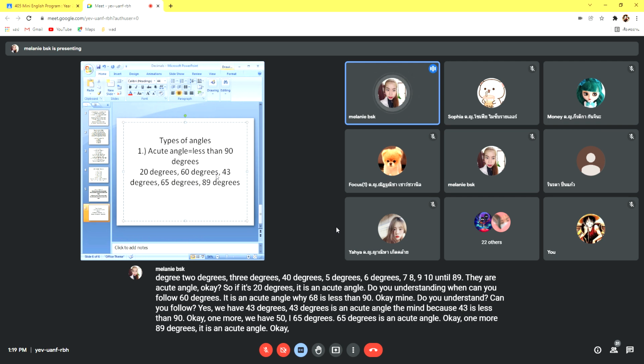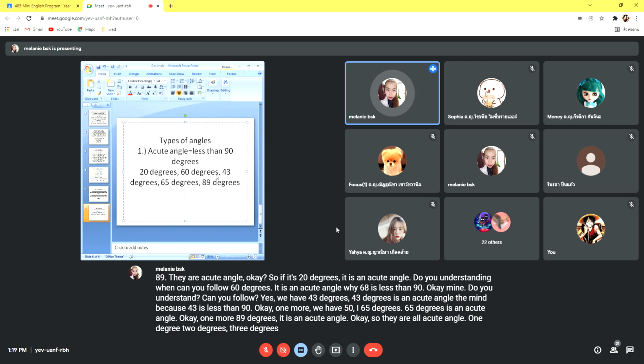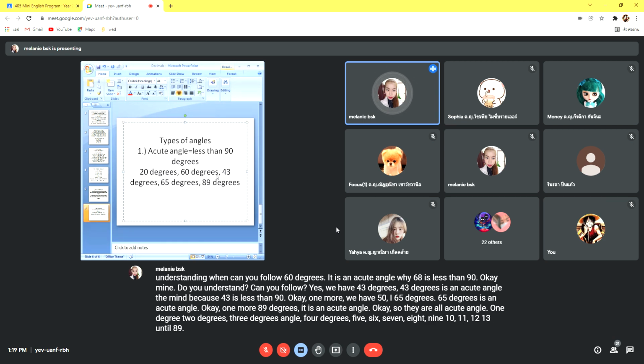Okay, so they are all acute angles. 1 degree, 2 degrees, 3 degrees, 4, 5, 6, 7, 8, 9, 10, 11, 12, 13 until 89. They are all acute angles. Now we're going to move on with the next one.